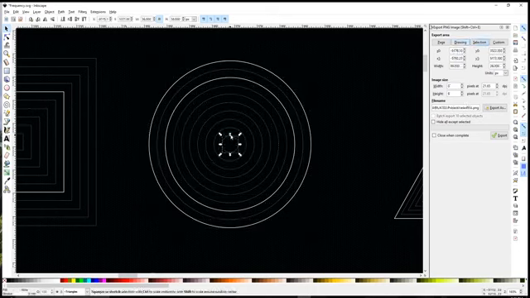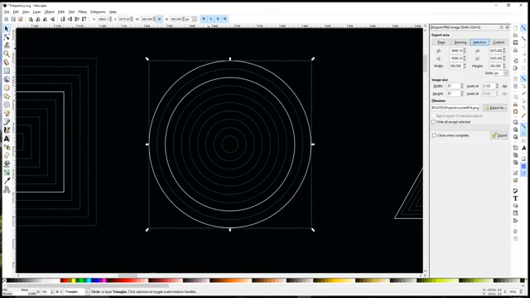We have 36, 72, 108, 144, 180, 216, 252, 288, 324, and 360. Remember those numbers, because those are going to come up again.